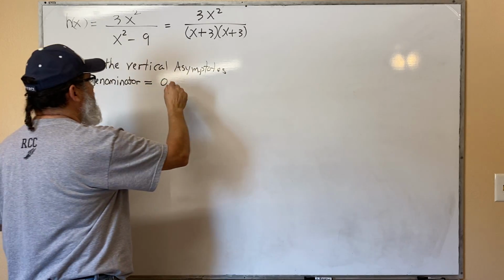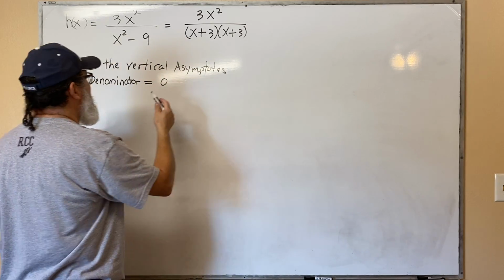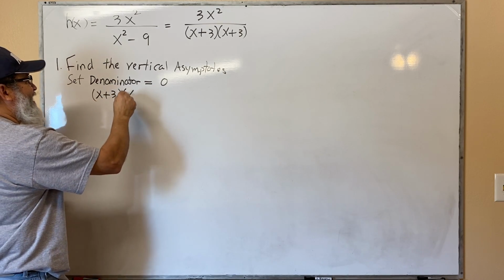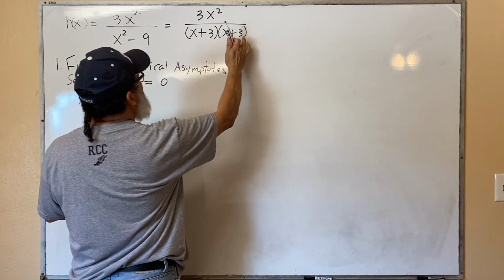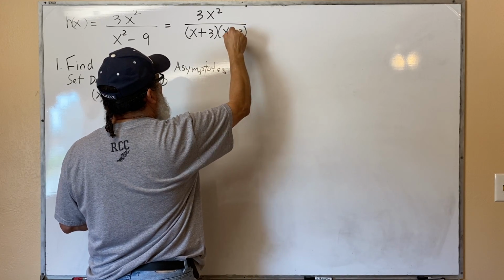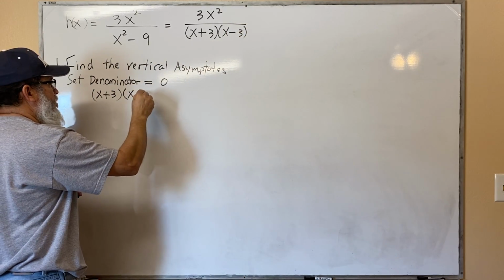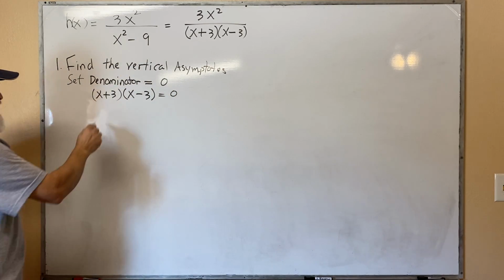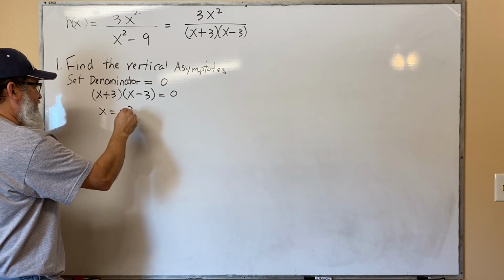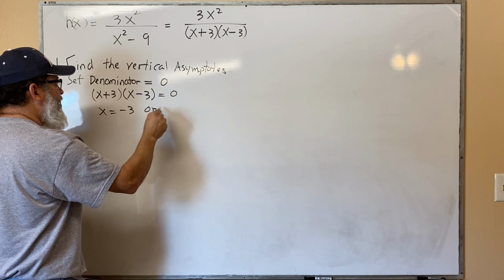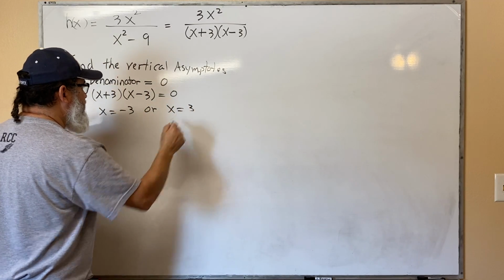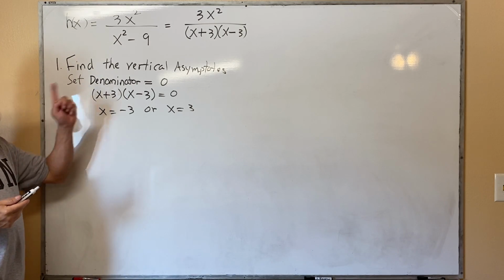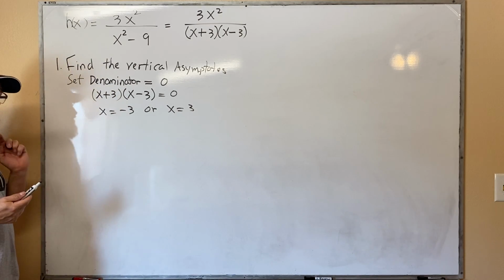In this case, it is x plus 3, x minus 3 equals to 0. So x equals negative 3 or x equals 3. These are the vertical asymptotes. We find them before we simplify, just like the other one.